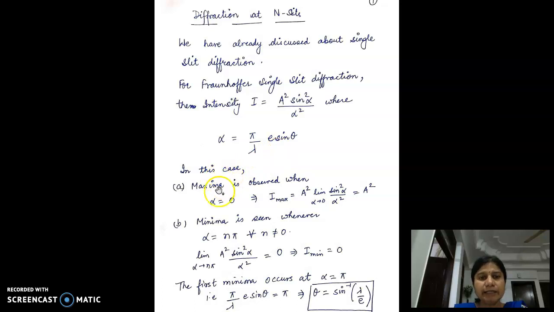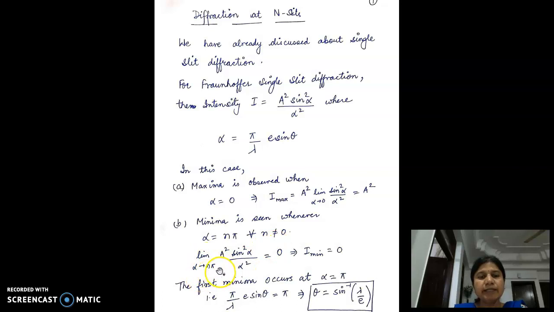In this particular case, the maxima is observed whenever alpha is equal to 0. This corresponds to the central maxima, and the intensity is maximum. As alpha tends to 0, the sine squared alpha by alpha squared function goes to 1, so the intensity is A squared. Minima is observed whenever alpha is equal to n pi for all integers n not equal to 0.